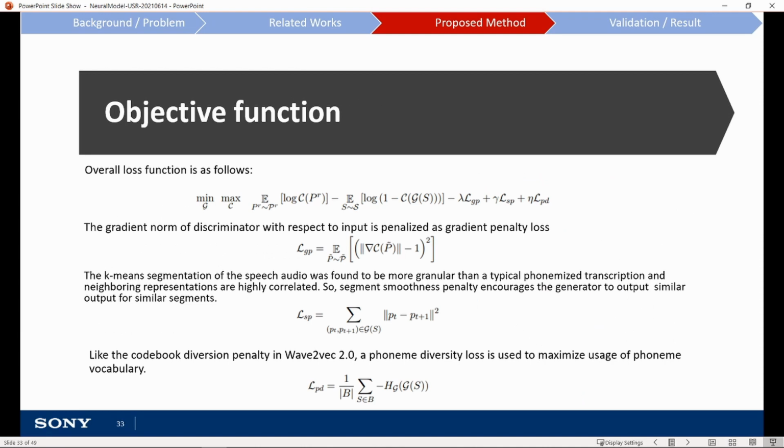So the overall loss function is as follows. The first two are the standard GAN loss, and the GAN loss is further augmented with the gradient penalty loss and the smoothness penalty loss. The smoothness penalty loss encourages the generator to output similar outputs for similar segments, which is what I had explained earlier about smooth decision boundaries. And there's also the codebook diversity penalty, like the one also used in wav2vec 2.0, which encourages the generator to completely utilize the phoneme vocabulary.